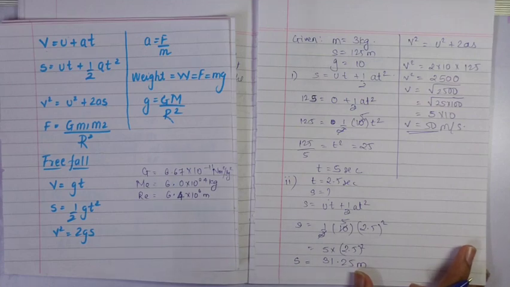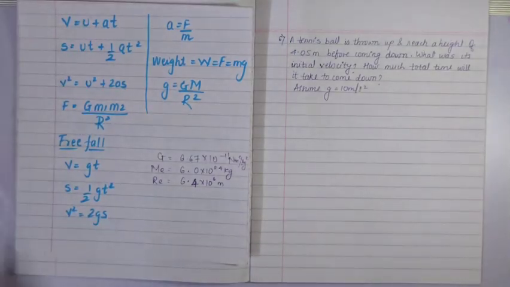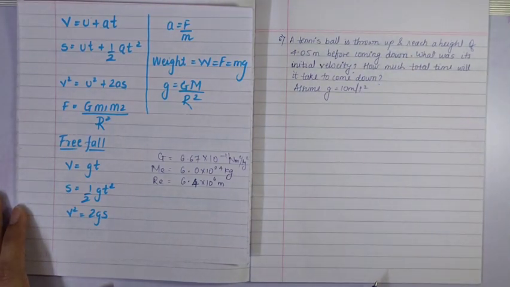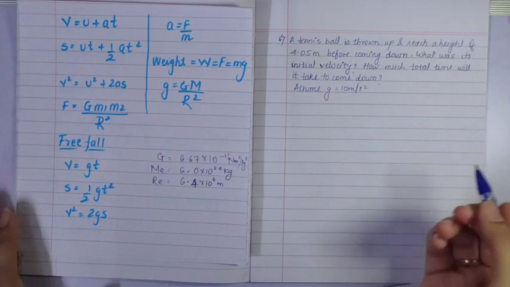Now, let's move to the next sum. My next sum says a tennis ball is thrown up and reaches a height of 4.05 meters before coming down. What was the initial velocity? How much total time will it take to come down? Now assume g again, they've given.